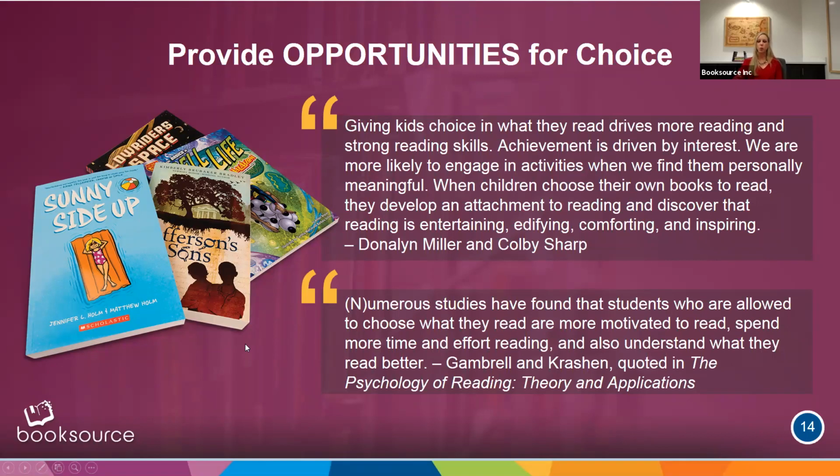The second one is providing opportunities for choice. We want to provide choice as much as we're able, again keeping in mind that in certain districts or schools, this is just not as much of an option, but as much as we can do it, we want to provide choice. This one seems intuitive and makes sense, but it's also supported by research. In her latest book, Donnell and Miller remind us that achievement is driven by interest. We are more likely to engage in activities when we find them personally meaningful.